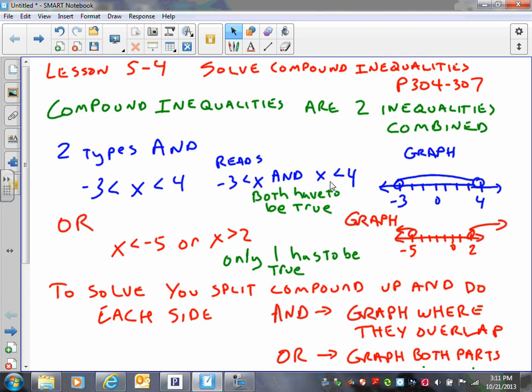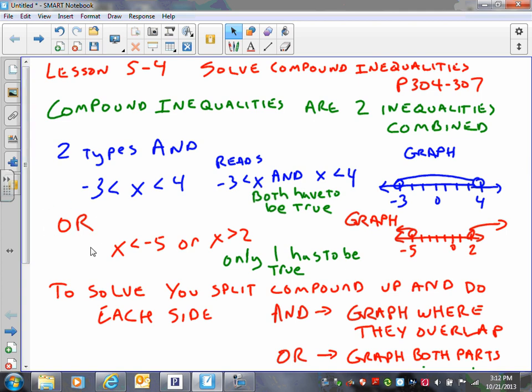When you graph them, negative 3 less than x would be x greater than negative 3, which would go like this. Yes, it would go past the 4. X less than 4 would be a circle on 4, and it would go past the negative 3 like this. But since both have to be true, you don't draw the parts where they don't overlap.